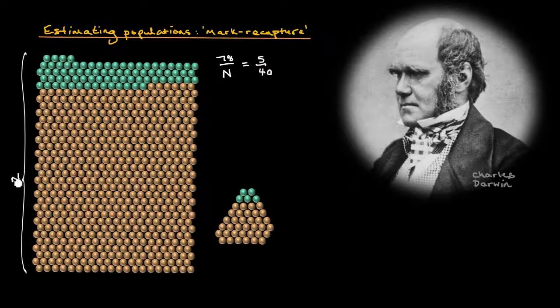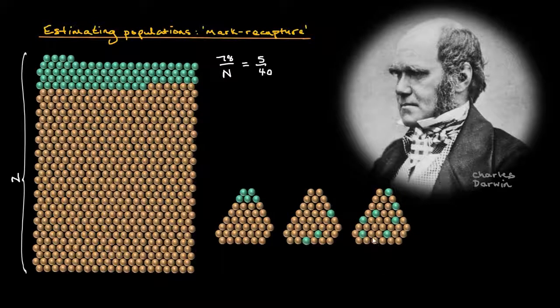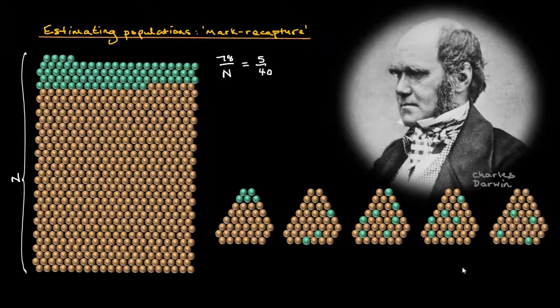So let's take another sample. There we go. And this time we've got 3. So let's take a third sample. This time we've got 7, now 6, and now 4. So we want to see if this 5/40 is going to provide a good estimate, is accurate in terms of reflecting the proportion of marked balls to the total population, in the whole population. So let's have a look.